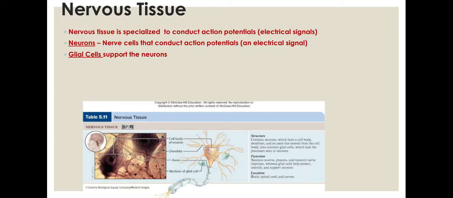Okay, our last type of tissue is our nervous tissue, and that is specialized to have this action potential move across it, or an electrical signal. The types of cells we have are neurons. Neurons are nerve cells that actually conduct those action potentials or that electrical signal. And then it has glial cells, which are these usually smaller cells that support the neurons. We're going to find nervous tissue in the brain, spinal cord, and nerves.